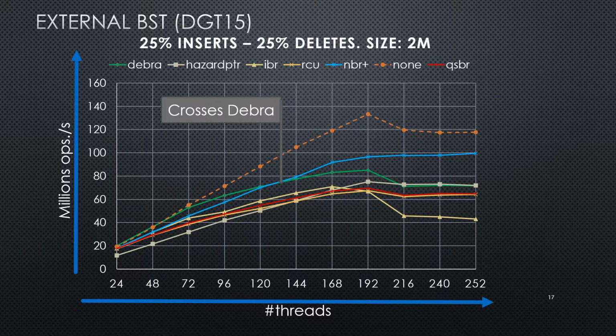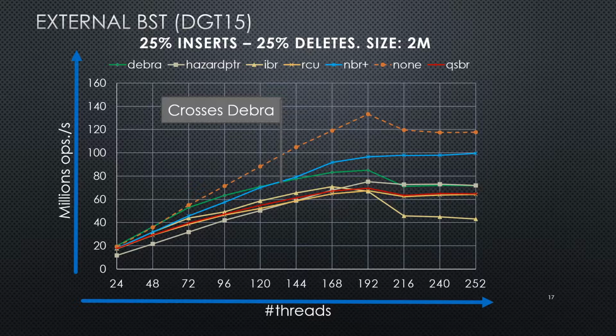Now, for more realistic workloads, let's say 50% updates, again we can see here NBR Plus performs much better than algorithms like hazard pointer, IBR, QSBR, and RCU across all the threads. But the interesting point here is the crossover point with Debra. You may notice that in comparison to 100% updates, the crossover point now occurs much later, at 126 threads. This is because the overhead due to bottlenecking becomes less severe in the case of fewer updates.